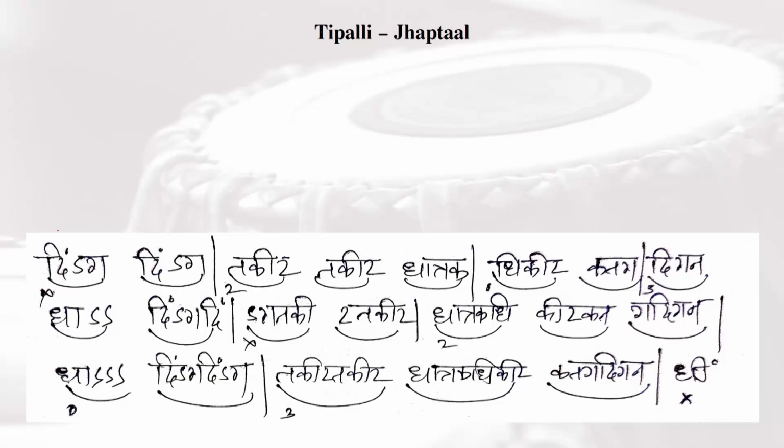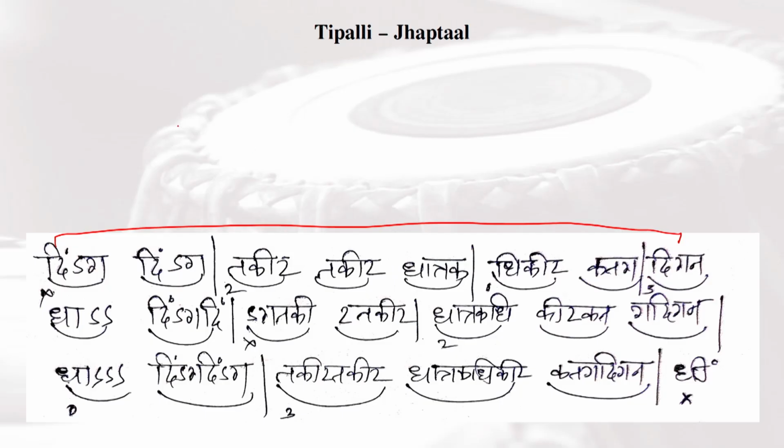We will see the Palla and we will discuss the Jati also, because while we have various lengths of Palla, these lengths are due to change in a Jati. So we will see the Jati also. Dinga, dinga, takita, takita, dhatraka, dhikita, kataga, digana. So this is a phrase for Tishra Jati now. You can see 3 syllables in 1 matra.